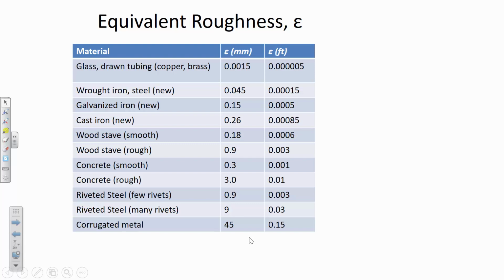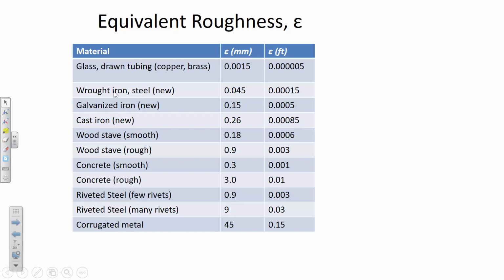This is a table that can be found in your text that's describing different materials and their equivalent roughness. Sometimes that's also called the equivalent sand roughness, because what it's doing is it's comparing each of these different pipe materials into how much flow resistance there would be from a sand grain of a certain diameter. So you can see that galvanized iron, the roughness and the effect of that roughness on moving water for new galvanized iron is the same as if you had some pipe that was lined with sand grains that had an average diameter of 0.15 millimeters.